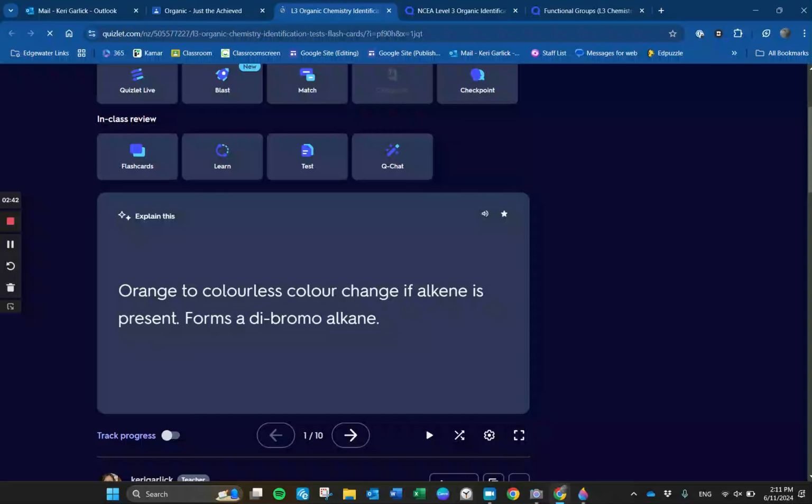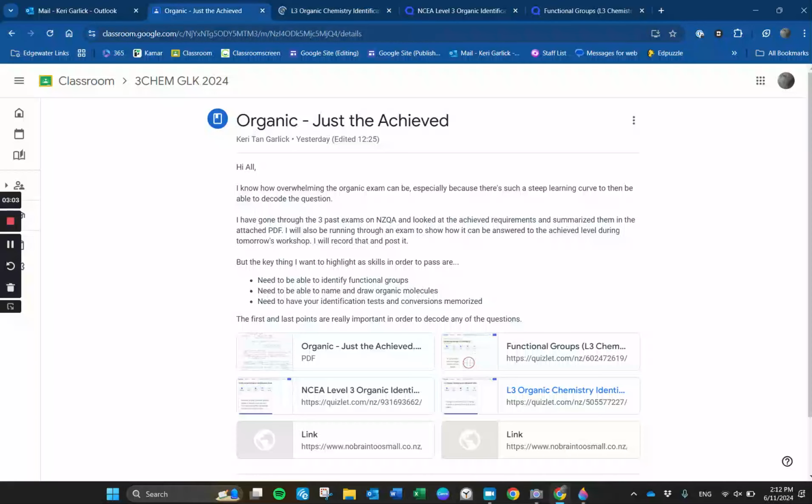The other thing is then knowing your color changes, so going from orange to colorless. It would also be useful to know what type of reaction it is. That's an addition reaction because we're adding to the molecule. Substitution is you're just swapping one thing for another. Elimination is taking stuff away from the molecule. And then you might also have oxidation as well. Those sort of things you just need to memorize as a baseline.